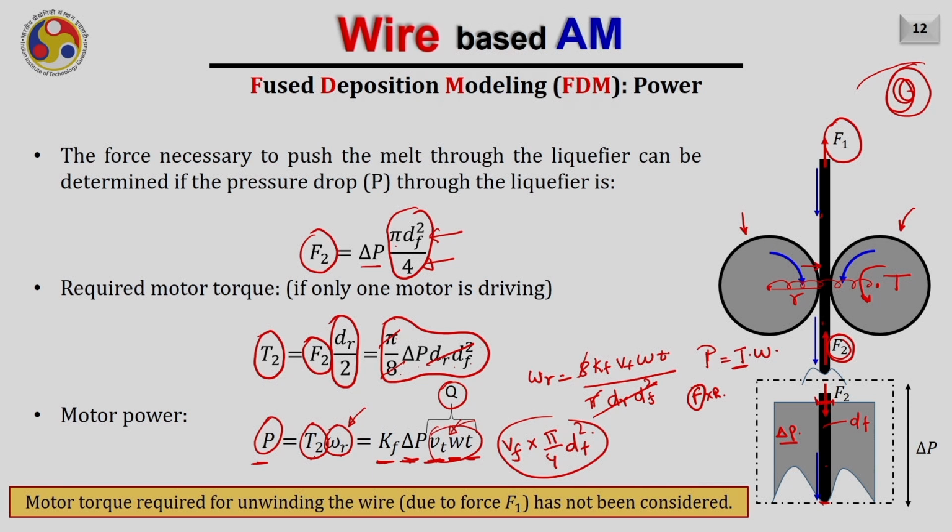As I have already mentioned, the force required for unwinding the filament from the reel has been neglected in this case. So, now the question comes, how to find out this delta P, because other parameters are known to me. Also, it is very important now to find out what can be the maximum value of this F2, because there are going to be some issues in this particular zone.